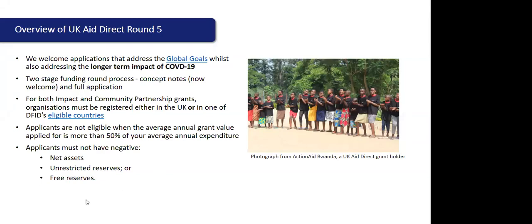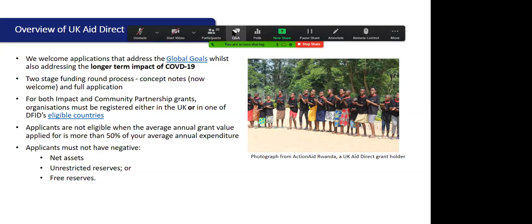Now, a new eligibility criterion introduced for this round is that applicants are not eligible when the average annual grant value applied for is more than 50% of your average annual expenditure. So for example, if your average annual expenditure over the last 3 years is £150,000, you'll be ineligible if you apply for a grant of £300,000 for a 3-year project. And this is because the annual average value of your grant is £100,000, which is more than 50% of your £150,000 average annual expenditure.